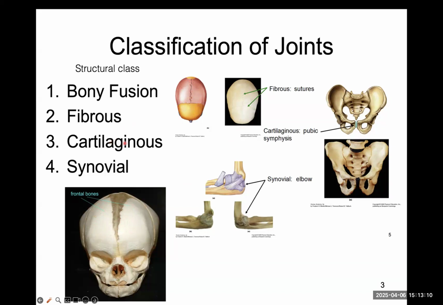Cartilaginous is obviously going to be when there's cartilage between the two bones. Synovial is the special one. That's the one that has fluid, synovial fluid. So that's going to be structure. And then the fibrous would be considered these sutures here, the fibers joining together. That's a synovial example. And this is cartilaginous. There's cartilage in between.